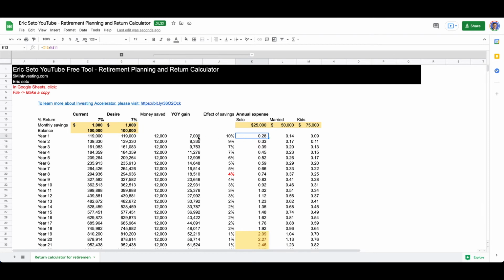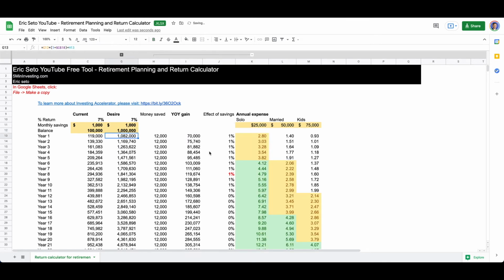With 100,000, I'm only making 7,000 gain, so it's not enough to cover my expenses as a person, 25,000 a year. It's a little harder to interpret with only 7,000 of gain, so I'm going to change this to a million first, so you can better understand it. Now it makes a lot more sense. My year-over-year gain is 70,000, and that is more than enough to cover my expenses. It's 2.8 times my solo expenses.